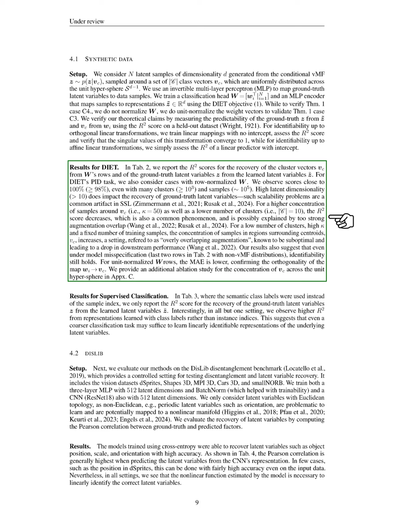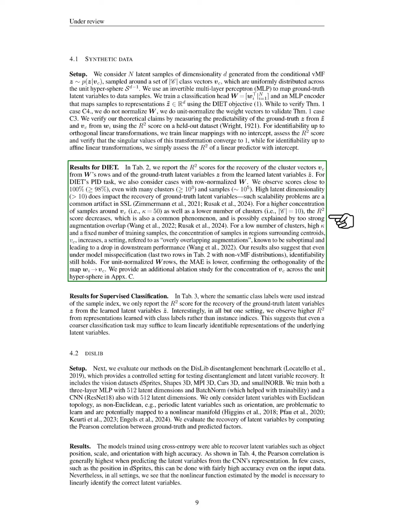Our findings indicate that even with model misspecification, identifiability remains intact. For unit-normalized rows, the mean absolute error is lower, confirming the orthogonality of the mapping. We also include an additional study on sample concentration across the unit hypersphere.